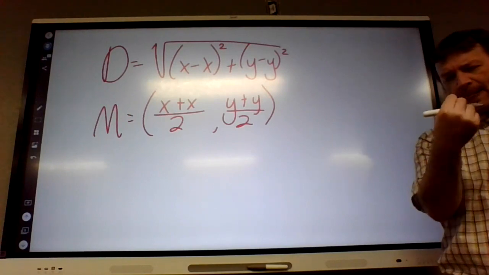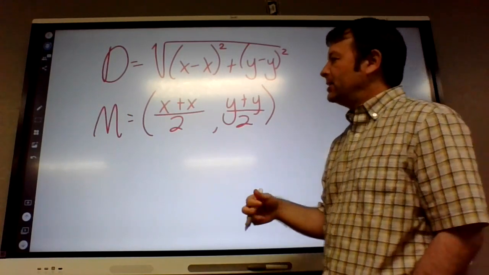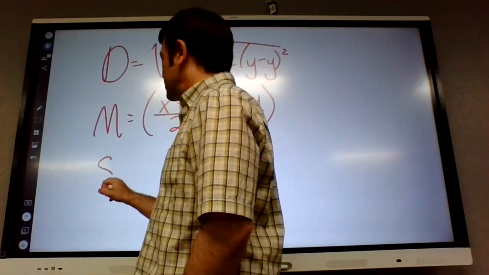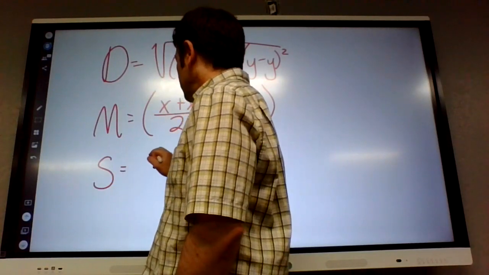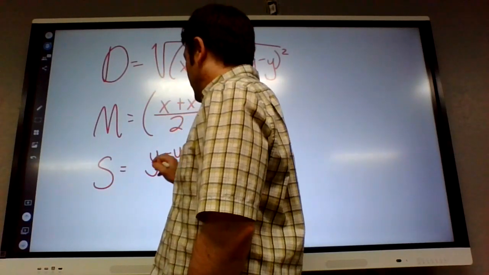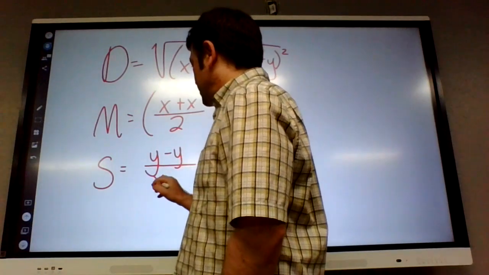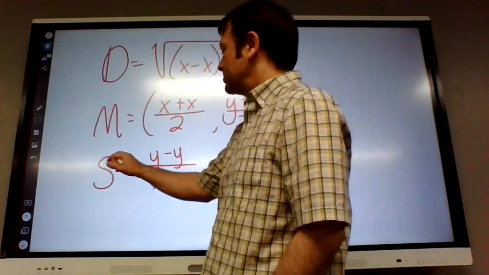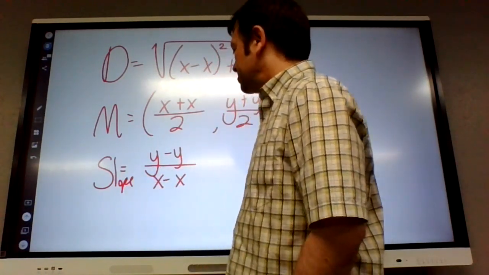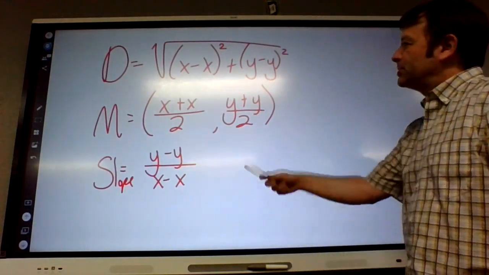Okay, guys, time to be quiet. And then we did the slope formula too. What was the slope formula? Rise over run, y minus y over x minus x. Rise is the change in y's, run is the change in x's. Slope.